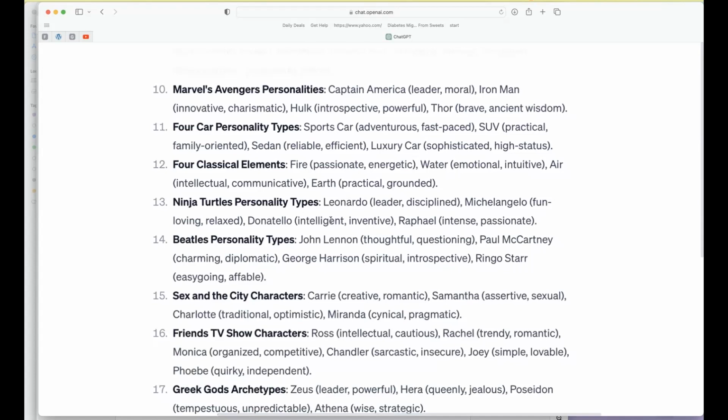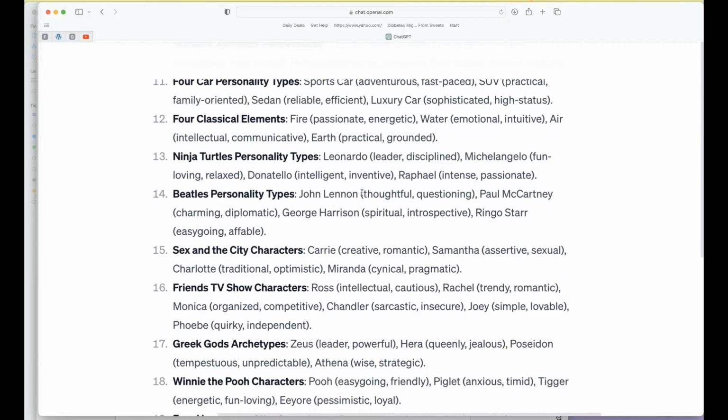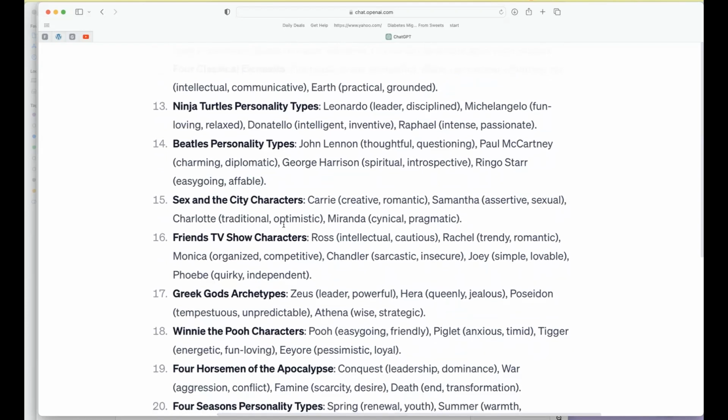Never did anything with Ninja Turtles, so I don't know who these people are. Beatles personality types, I didn't even know such a thing existed. But it would make sense that if they were a successful team, all four types would be there to bring balance to the group. So, okay, there's probably some merit there. Sex and the City characters, I never saw the show, so I don't know what these are referencing. Friends, I did watch Friends, but this is six types.